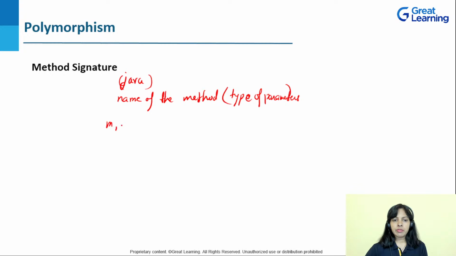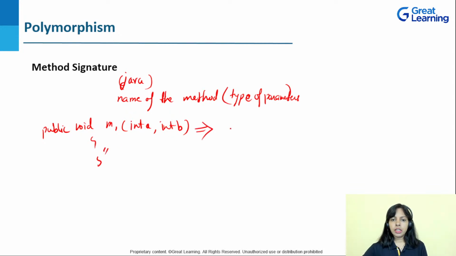Suppose m1 is the name of a method: public void m1, parameters int a, int b, and then there is some implementation. If I ask what is the method signature for this method, it will be the name of the method, m1, and the type of parameters, that is int and int. So this is what I'm talking about, method signatures.